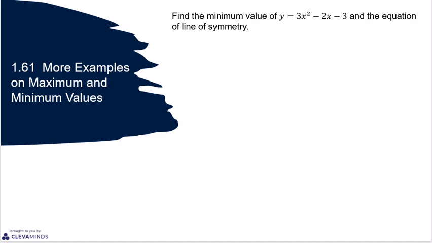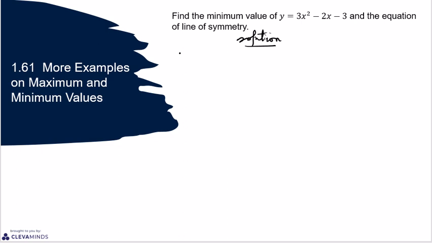In this section, we'll be looking at more examples on maximum and minimum values of a quadratic equation. Now we'll look at how to solve this question on the minimum value of this quadratic equation and also the equation of the line of symmetry. We have to find the minimum value of y equals 3x squared minus 2x minus 3 and the equation of the line of symmetry. So let's see a solution to this question.